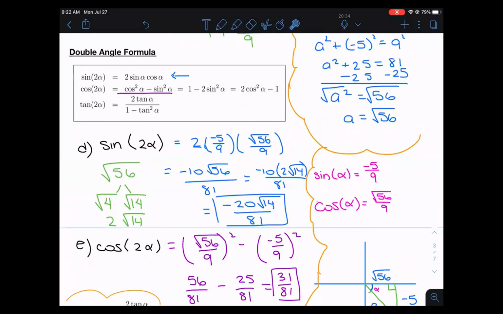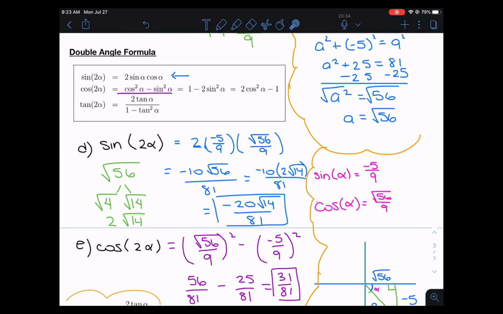If we're trying to find sine of 2 alpha, which is the double angle of alpha, we're just going to use this formula here. We need to know what sine is and what cosine is. Previously, we had already found that sine of alpha is negative 5 over 9, and cosine of alpha is the square root of 56 over 9. So we're just going to plug this in. We're going to have 2 times both of these things, so we can simplify this by multiplying 2 times negative 5.